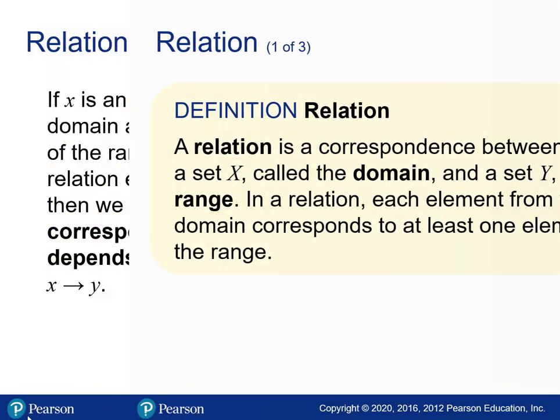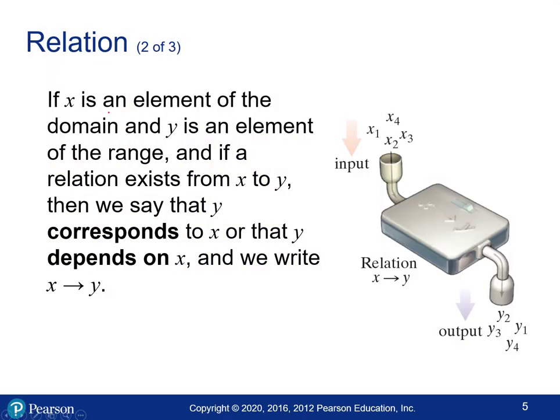Okay, so let's go forward. If X is an element in the domain, think of the domain as just a set, a starting point. If I circle these, I'll call this the domain. This is like my bag of X's. I just grouped them together. So that's my domain. And if X is an element in there and Y is an element in the range, the output's down here. This is like a bag containing Y's. And if a relation exists from X to Y, we say that Y corresponds to X, or another way to say it is Y depends on X, and we write this arrow going from X to Y, and that's the relation.